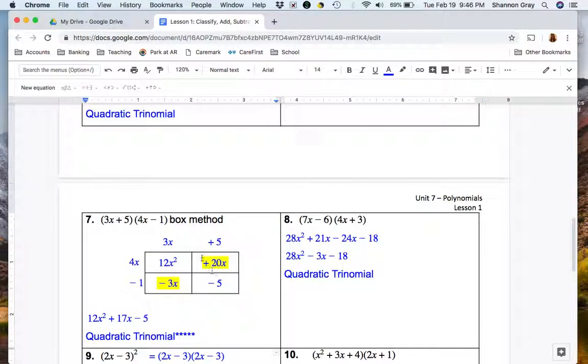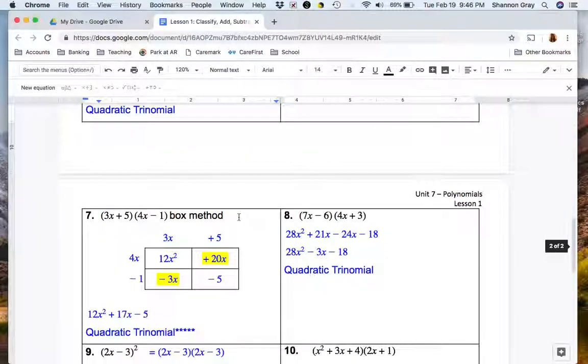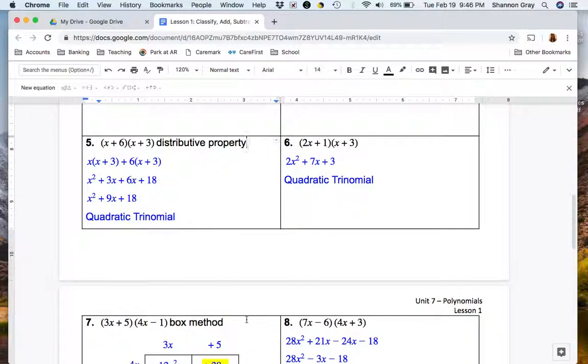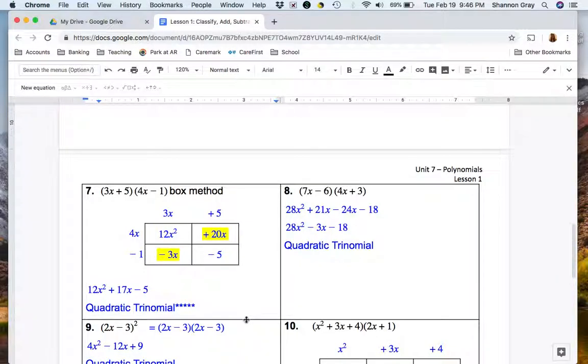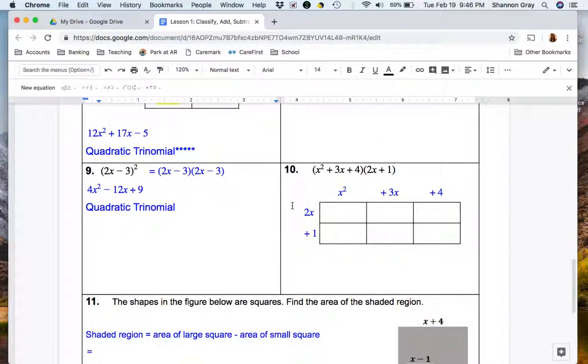Another good strategy, if you're getting stuck, is to use the box method and use the, I should put, distributive property here. And you guys should write that down: distributive property and box method. It's good to do it both ways because that way you can check yourself. Alright, we're going to wrap this up.